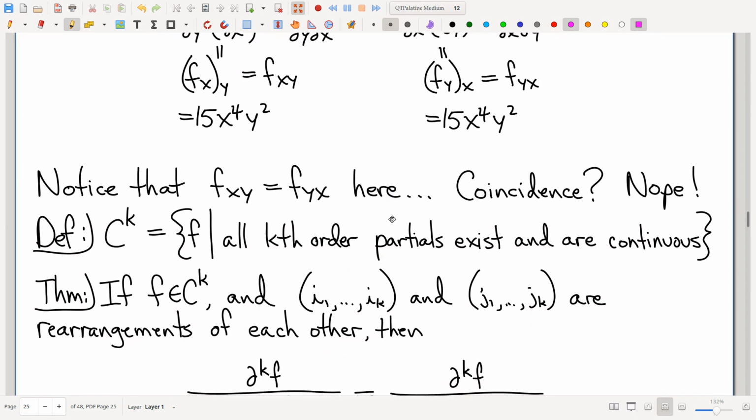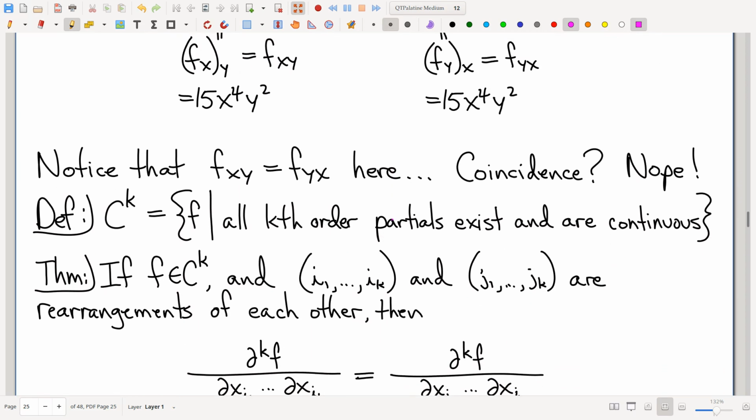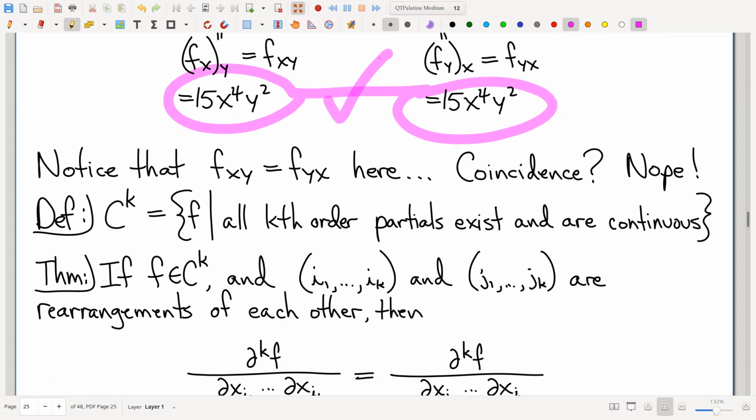Okay, so here's a coincidence, so it would seem, anyway. Look at that. Those are the same. How about that? What are the odds? Well, it turns out pretty good. For a large category of functions, this always works. For a very large category, yes.